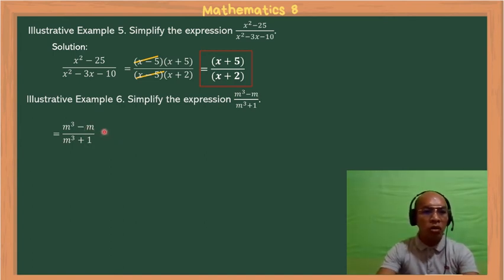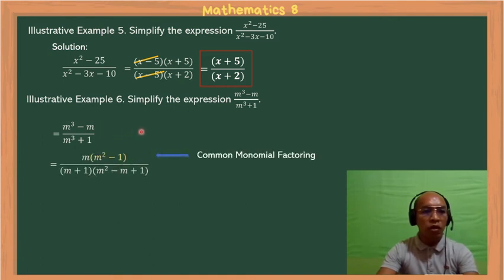In our numerator, we cannot say this is already the simplest form because the first term and the second term have a common monomial factor, which is m. So by removing first the common monomial factor m, of m cubed and m, m cubed divided by m is m squared, then m divided by m is 1. So this is now the factored form of this numerator.